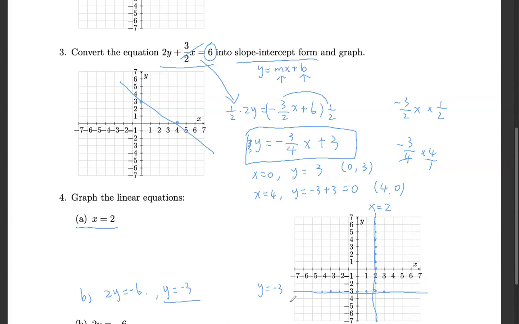The horizontal line y equals negative 3 is a function we call a constant function. But x equals 2 is not a function because it fails the vertical line test.